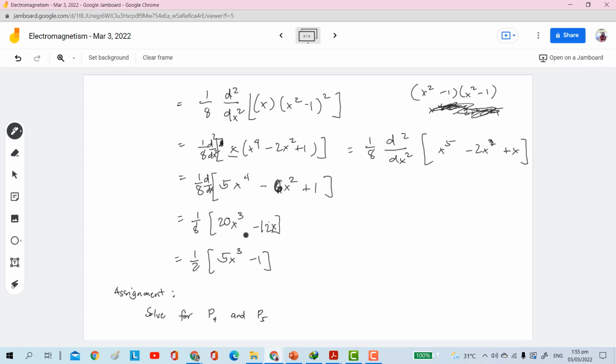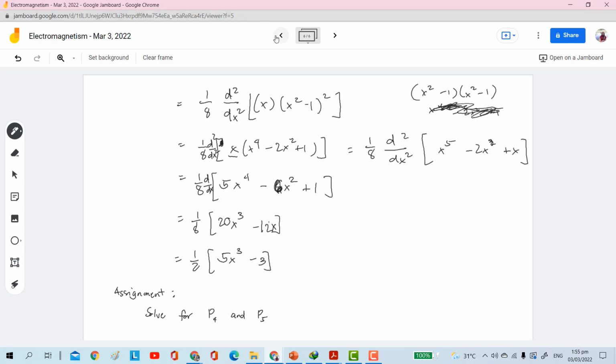It is 12. Therefore, if we factor out 4, then this is 3, right? So, 5x squared minus 3. Okay. Thank you so much. So, you have 1 half, kay gi-factor out na to ang 4. So, 4 over 8 is 1 half. Ang mabilin is 5x squared minus 3. Okay. So, your assignment is to solve for P sub 4 and P sub 5.